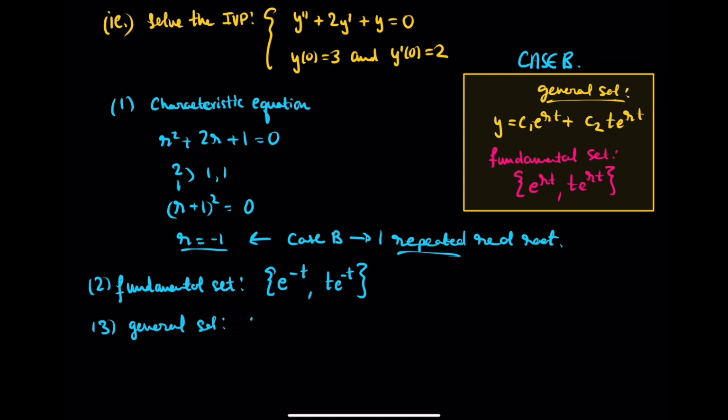And then your general solution is y equals c1 y1, and y1 is e to the minus t, plus c2 y2, and y2 is t times e to the power of minus t. Okay, and now this is your general solution, and your initial value problem was this.